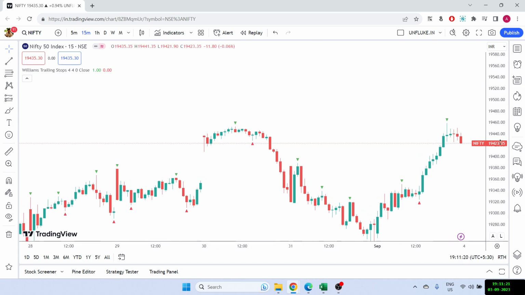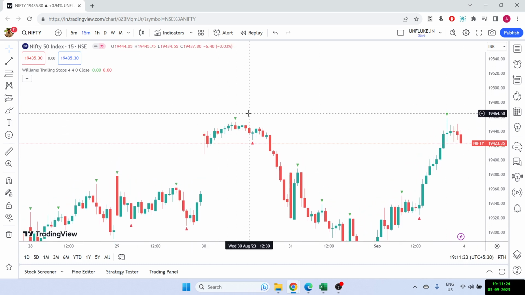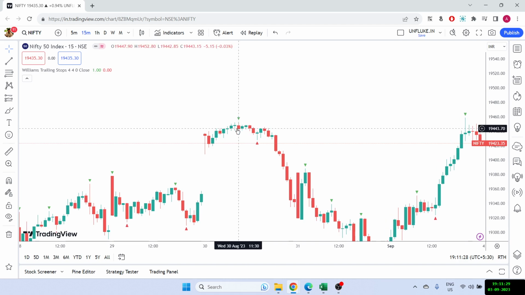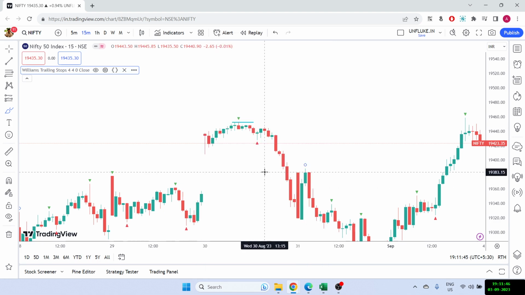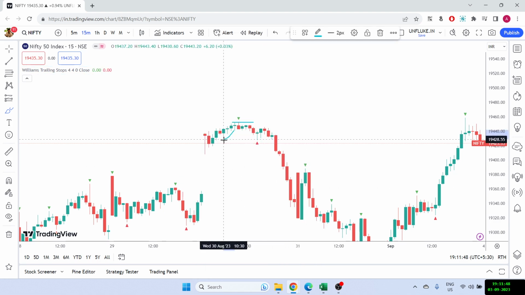Now the way this fractal is made is, for example, this green part where it is showing a fractal. Basically, it means that X number of candles below and X number of candles after that have not broken this particular high, and the setting that I use is 4 4. So I want 4 on the left side and 4 on the right side. If you notice these 4 candles have not broken the high of this, and the other 4 candles have also not broken the high of this. In that case, this will become a fractal high.